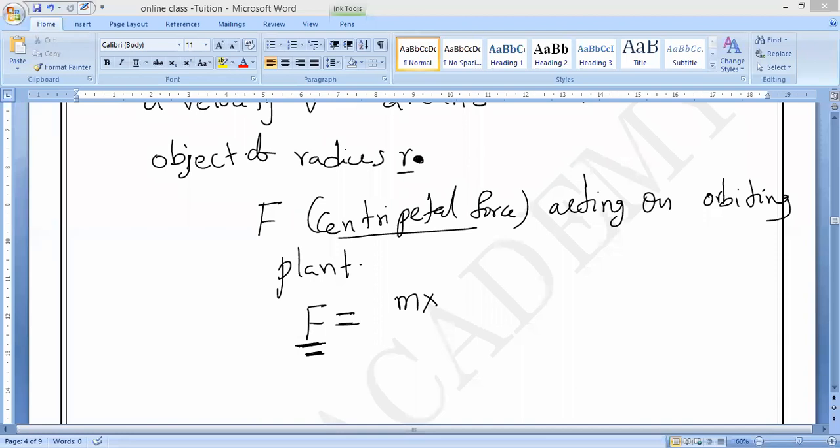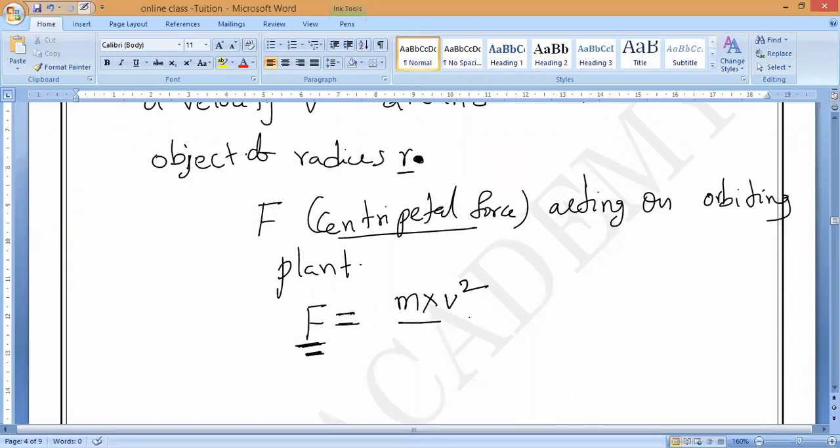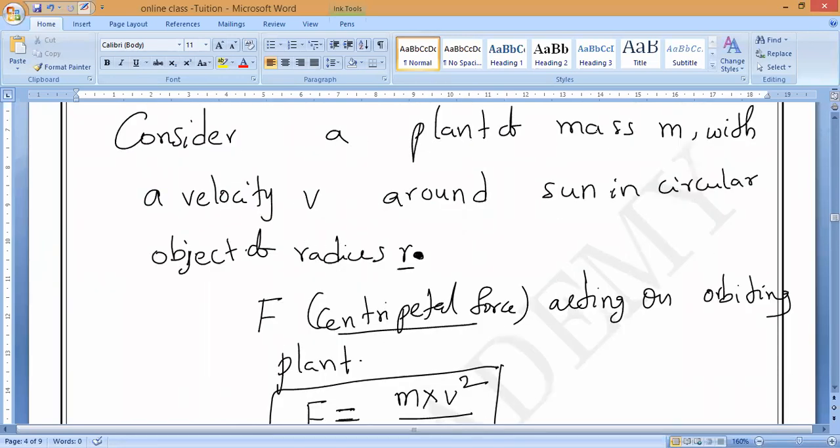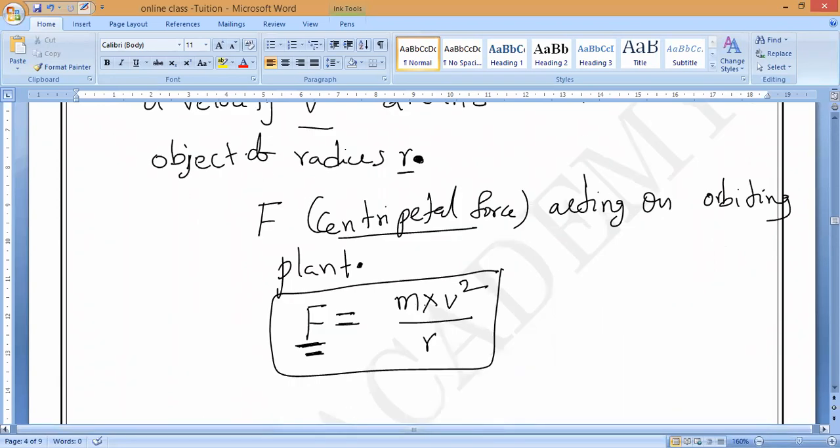Force is equal to, as has been calculated, mass into velocity square divided by the radius of the circular path. Consider a planet of mass m moving around the sun with a velocity v or speed v, and if a centripetal force is acting on the orbiting planet, then the centripetal force F is equal to the mass of the planet into velocity square divided by the radius of the orbit.